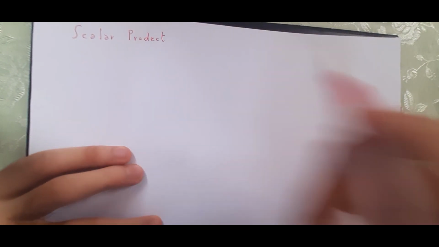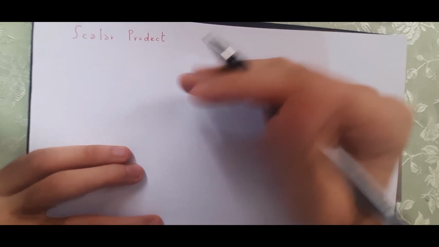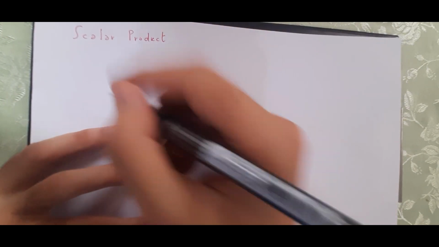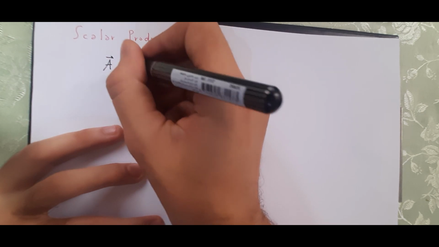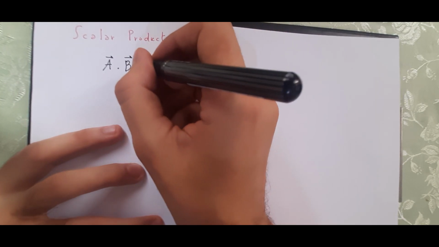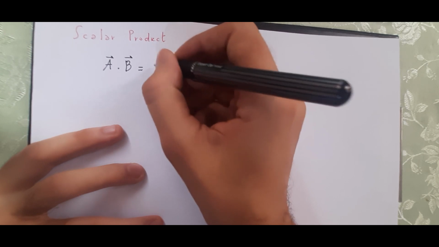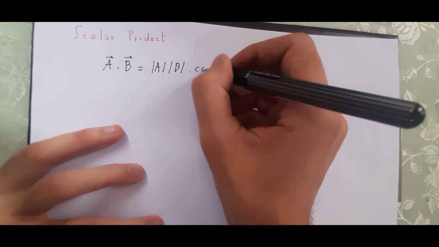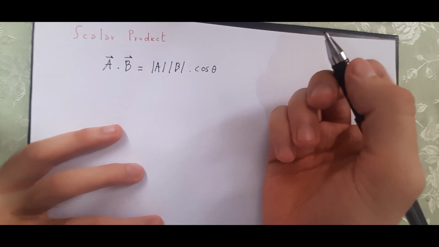Scalar product, which is the multiplication of two vectors, and the result is a scalar or a number. So if we have a vector A multiplied by vector B, which is the dot product or scalar product, it equals the magnitude of A multiplied by the magnitude of B times the cosine of theta, which is the angle between the vector A and the vector B.